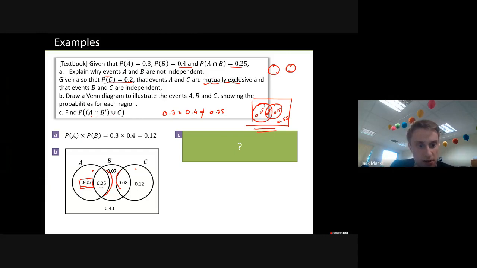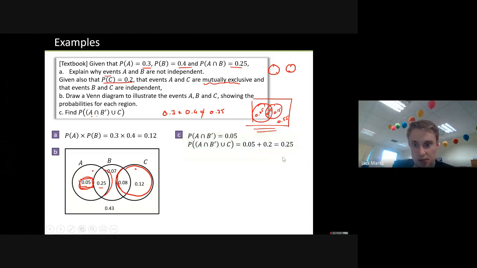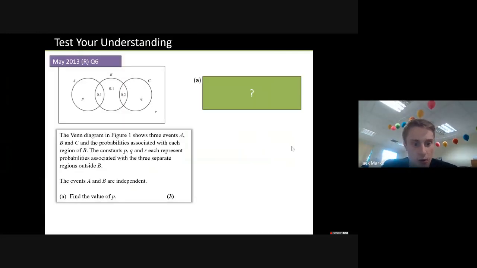Union C. So that means we have this number here, but we also have anything that's inside C. So that's 0.2. So 0.2 plus that 0.05, 0.25. Okay, so pause the video here and have a quick go at the question. This is a very, very common sort of exam question. So expect to see something maybe about independent, mutually exclusive, and some sort of problem solving where things are adding up to one. That's quite a common type of question.